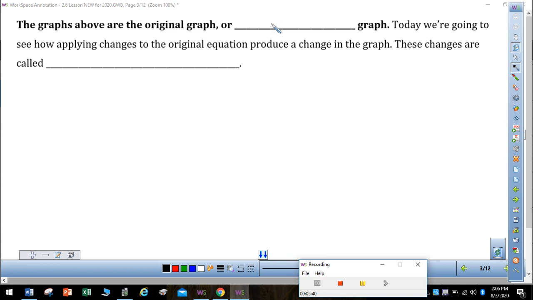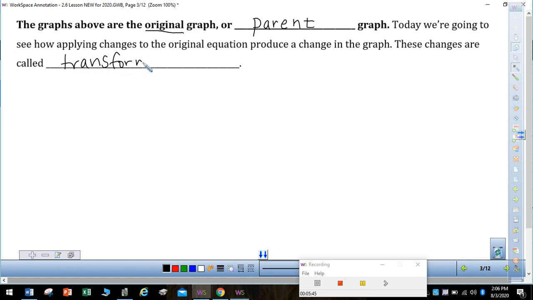So all of those graphs that we just looked at in our function library are what we would call the original graph or parent graph. Today we're going to see how applying changes to the original equation produces a change in the graph. These changes are called transformations.